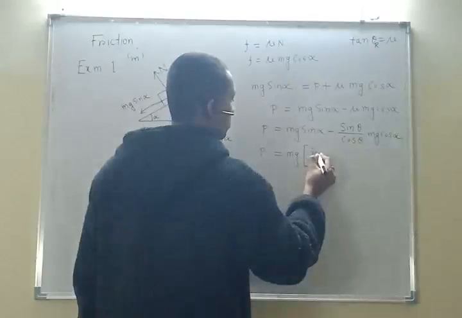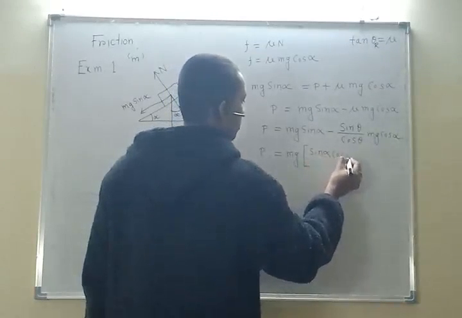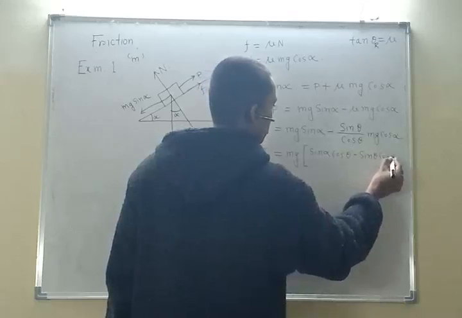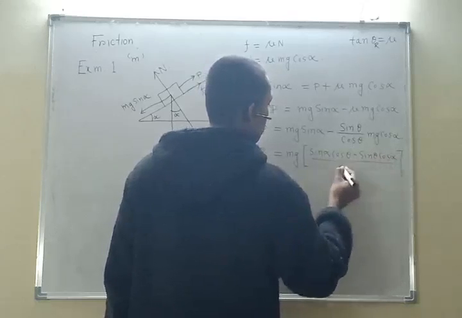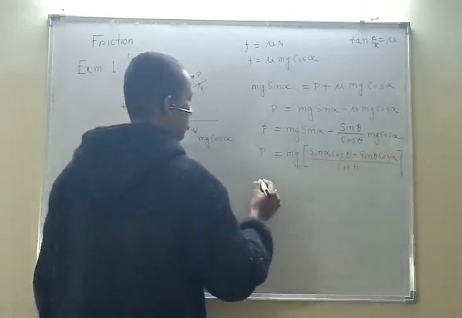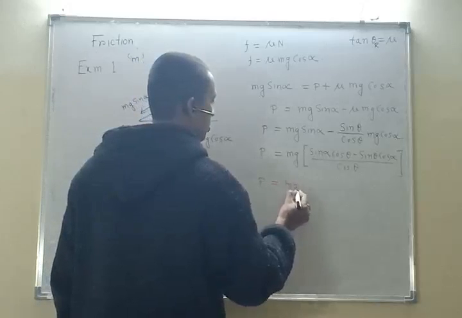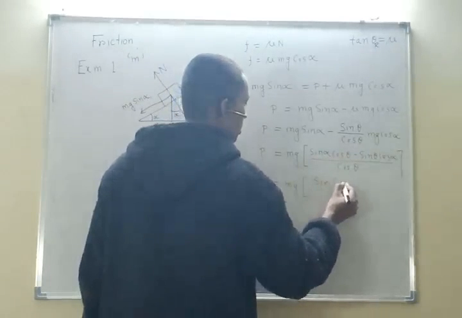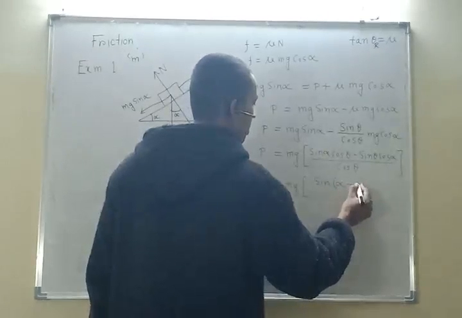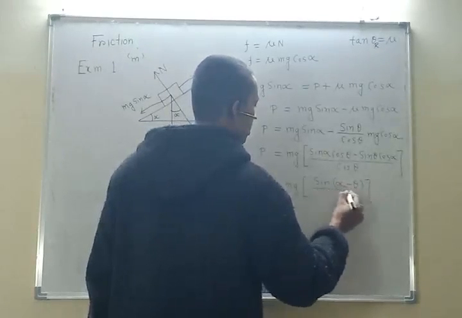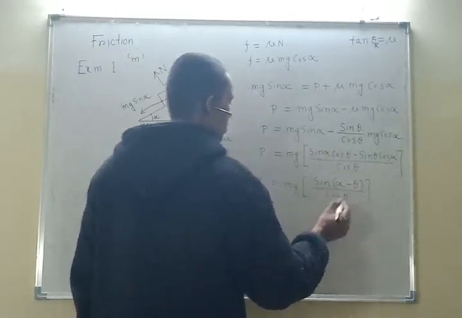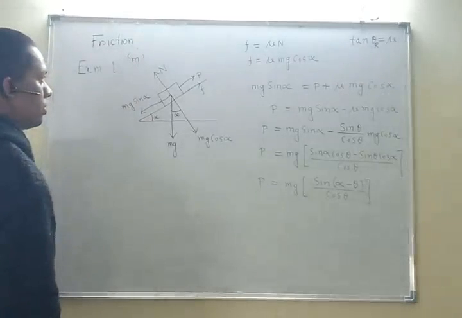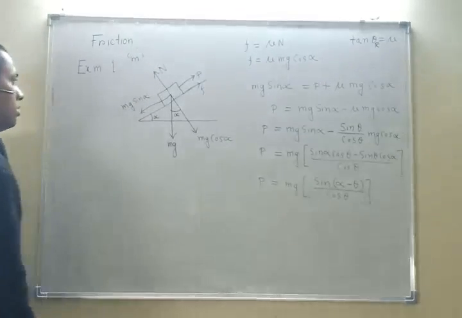So P is equal to mg in common, sin alpha cos theta minus sin theta cos alpha, divided by cos theta. So P is equal to mg times sin a cos b minus cos a sin b, that is sin (a minus b), that is sin (alpha minus theta), divided by cos theta. So this is the value of P. Okay, it is clear.